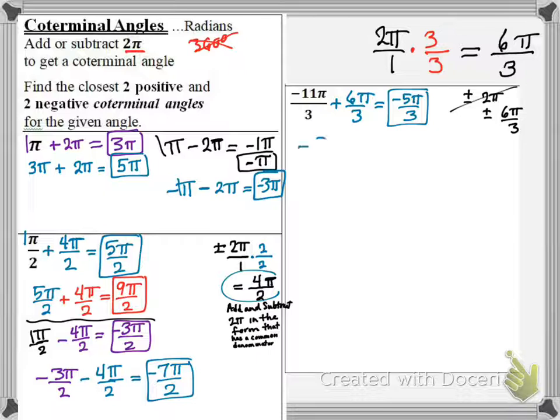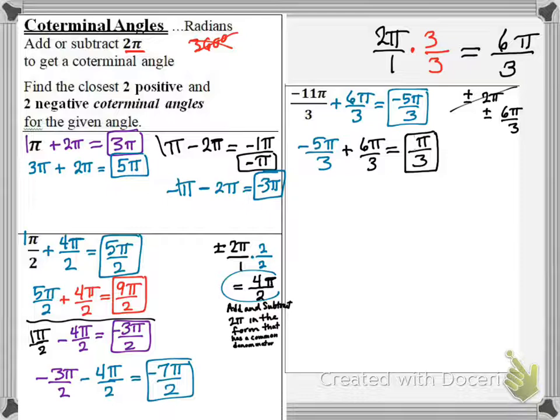Let's do negative 5 pi over 3, and I want to add on to that a full circle. I'm adding 2 pi, because 6 pi over 3 is 2 pi. And 6 plus negative 5 gives me 1 pi over 3. I don't know why I really need that 1. So I just took it away.